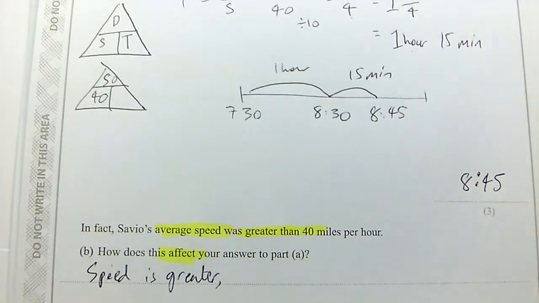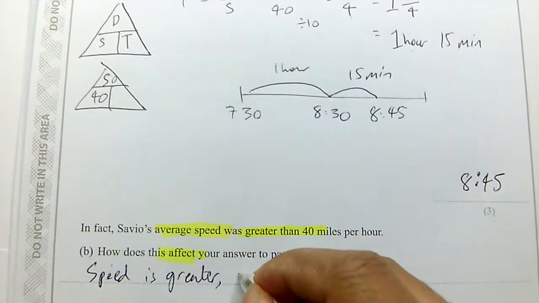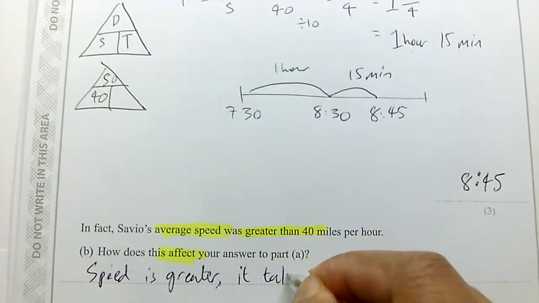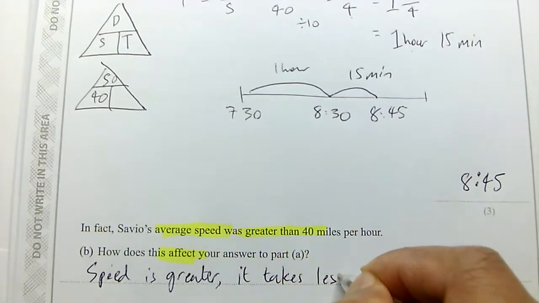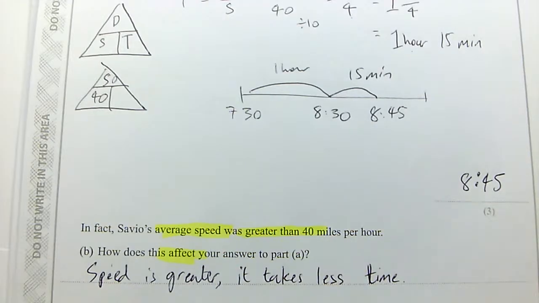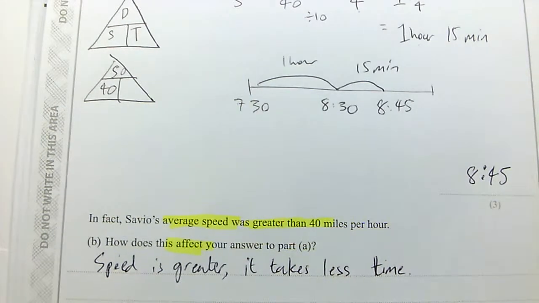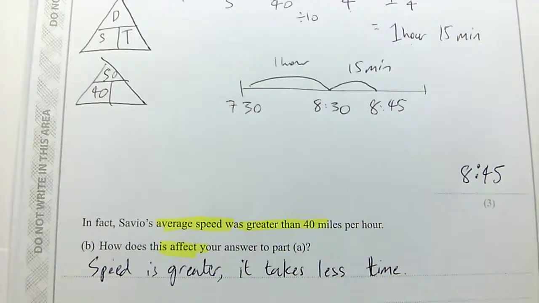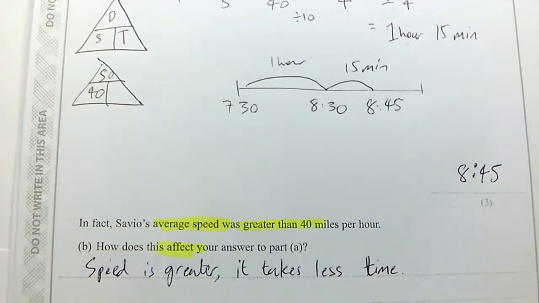That means I'm moving faster. If I go somewhere faster, it takes me less time. Okay, think about you going to school. If you're walking to school, how long would it take you? Let's say it takes you 50 minutes. And then you run to school, you're going faster. It will take you less than 50 minutes. So our time is less. So he'll get there before 8:45.